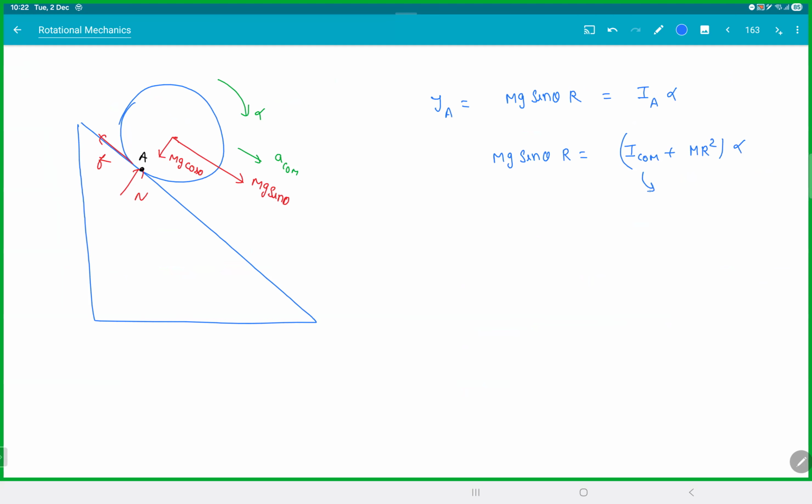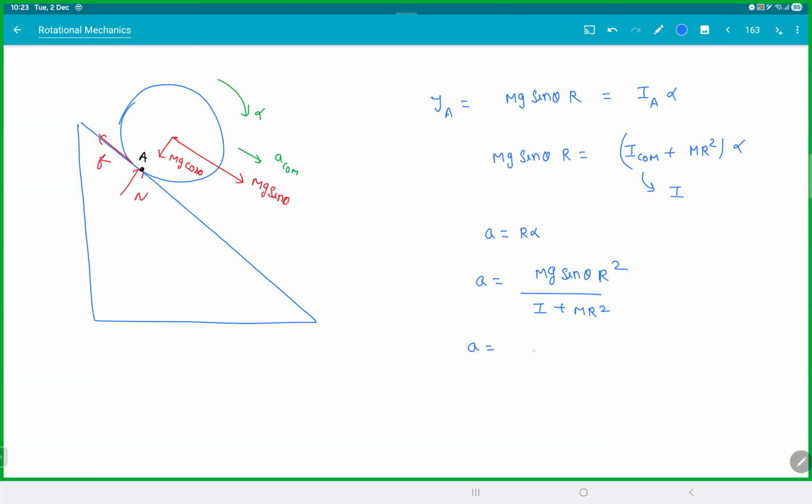Now alpha, this value I gave as I. So done, you'll get it in one step. a is equal to R alpha. So we get acceleration equal to g sin theta by I center of mass, that is I by mR square. You can divide the whole thing by mR square.